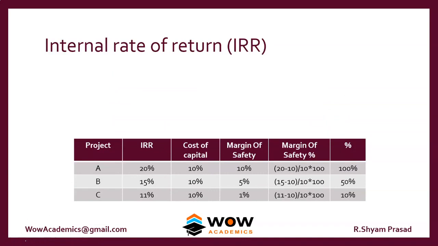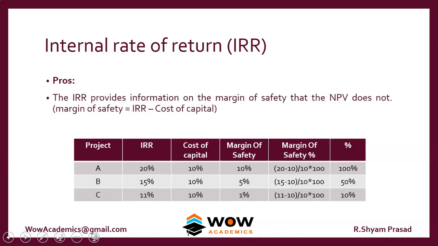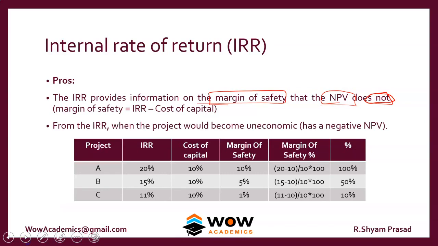So we look at this concept. These are the advantages of using IRR. The IRR provides information on the margin of safety that NPV does not give. So you can find out the margin of safety for a project, and you can also find out when you don't need to invest in a project. You can also find out when the project would become uneconomic, or a negative NPV.